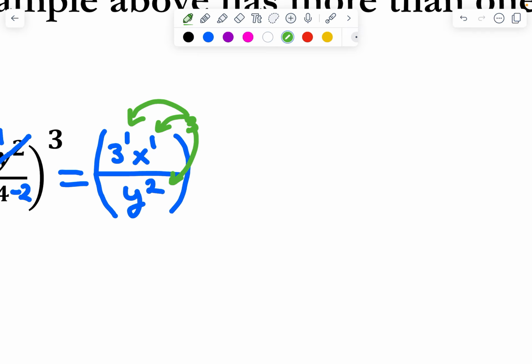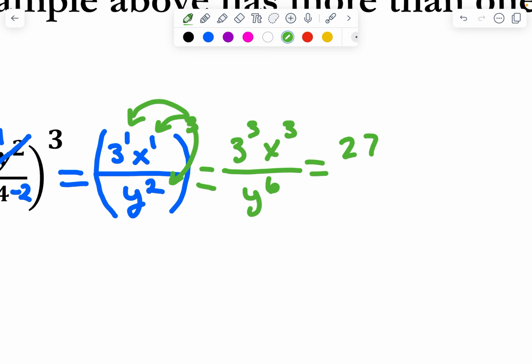3 to the power of 1 times 3 is 3 cubed. X to the power of 1 times 3 is x cubed. Y to the power of 2 times 3 is y to the power of 6. Now we could stop here, but I know that 3 times 3 is 9, times 3 is 27, so I'm going to go ahead and put 27x cubed divided by y sixth, and that's going to be my final answer.